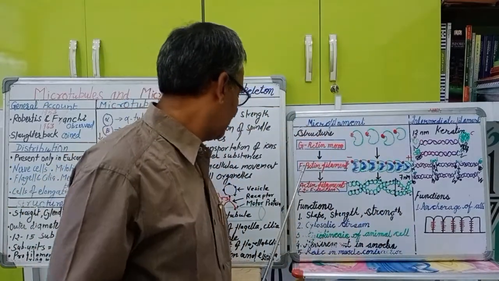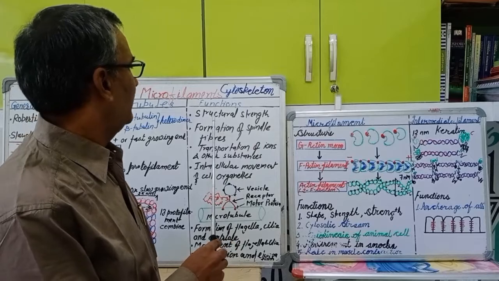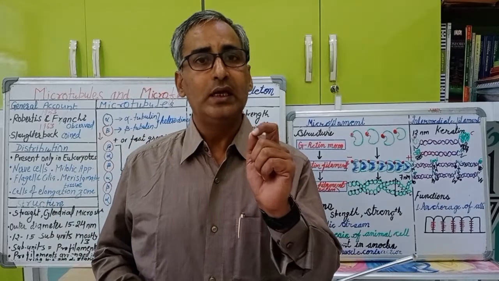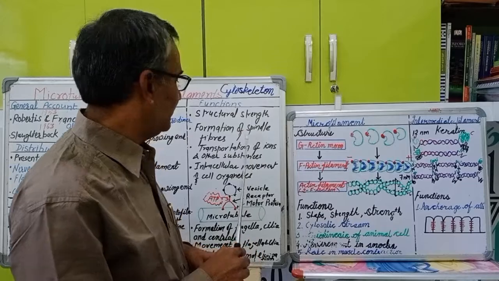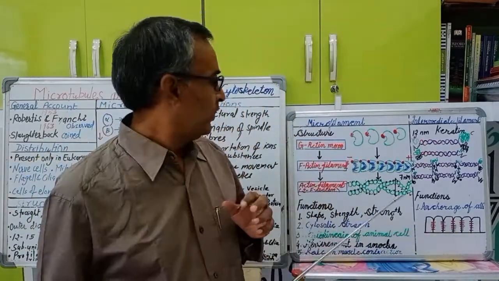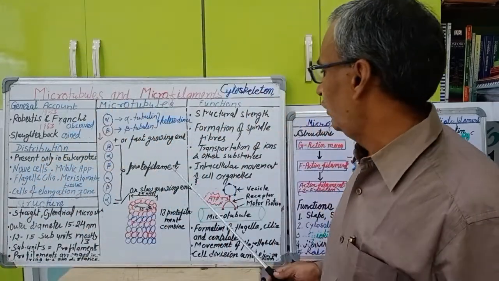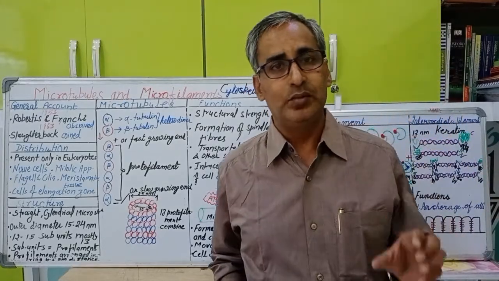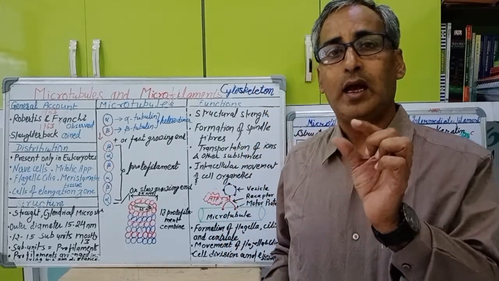Now we will discuss the functions of the microtubules. The first function of microtubule is that it provides strength, shape and structure to the cells. Another function is formation of the spindle fibers during cell division. The next function is that microtubules are helpful in the transportation of ions and other substances in the cell, meaning intracellular transportation.